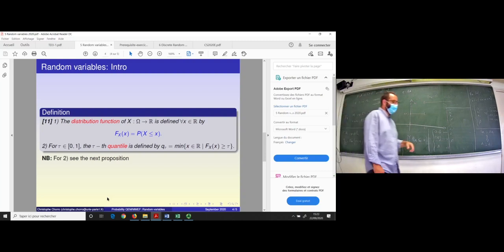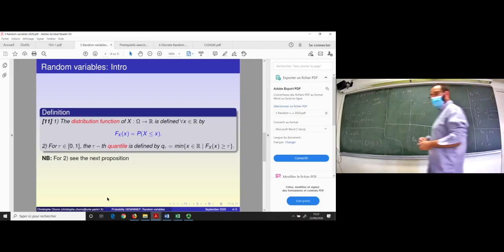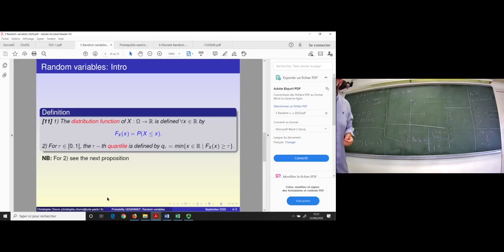Okay? And tau is just an element in the interval 0, 1. So have a look here, for example. If I consider a tau being here, my tau is between 0 and 1. I suppose that my tau is here. What is the minimum in my situation here of the x such that the distribution function is greater than tau?